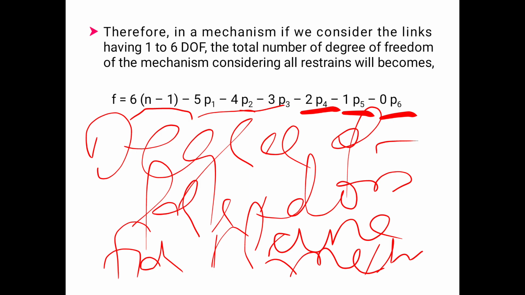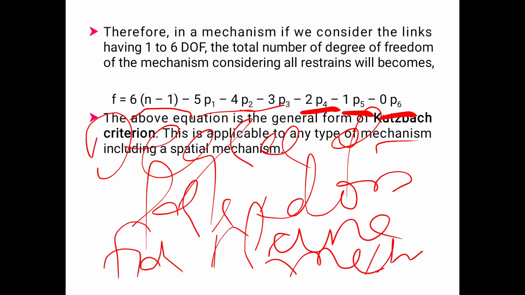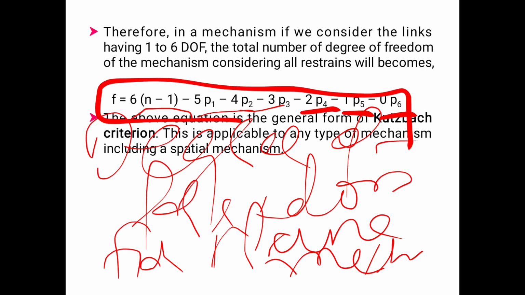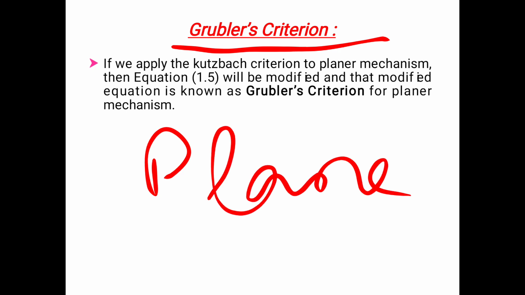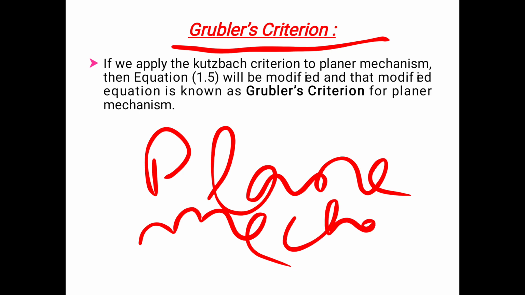So whatever the number of restraints or restrictions applied, the degree of freedom will be reduced accordingly. Now, the above formula is for finding the degree of freedom according to the Kutzbach criterion. The second one is the Grubler criterion. The Grubler criterion is applicable for plane mechanisms, but the Kutzbach criterion is applicable for spatial mechanisms. These points you have to keep in mind.